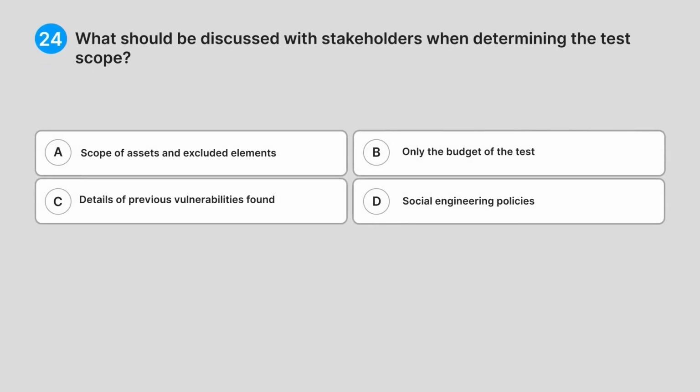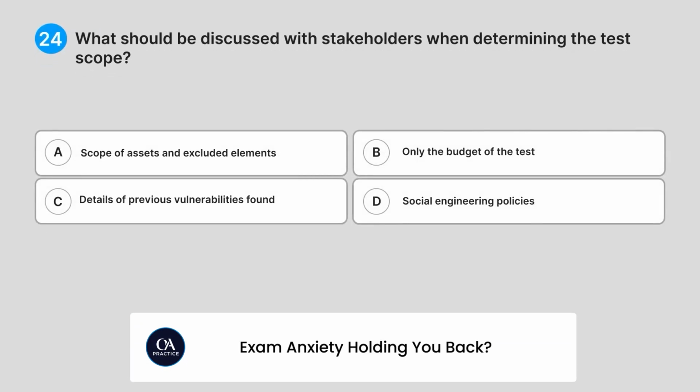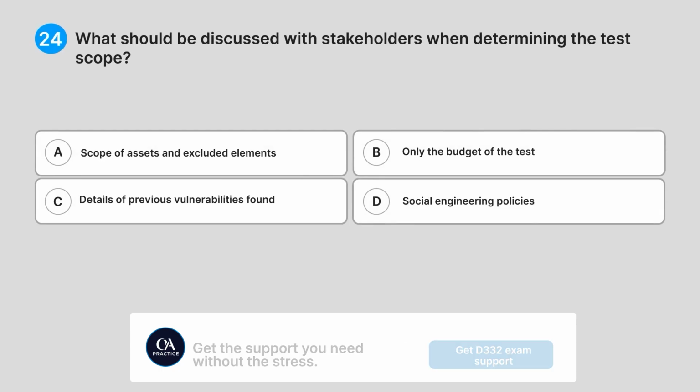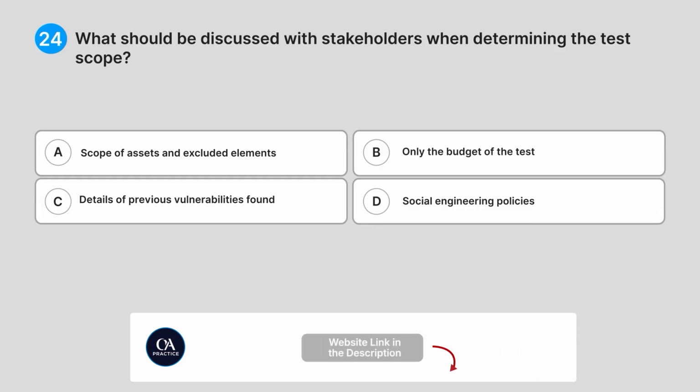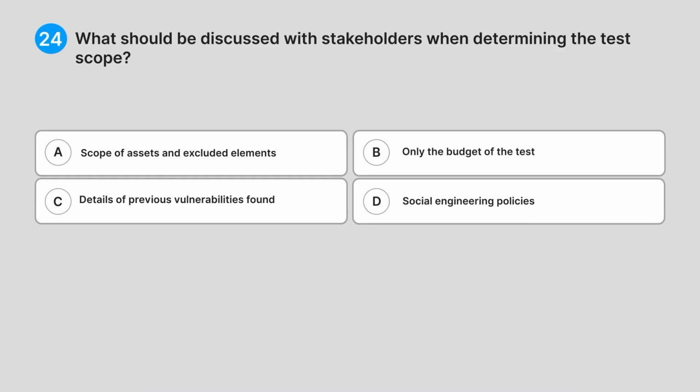24. What should be discussed with stakeholders when determining the test scope? A. Scope of assets and excluded elements. B. Only the budget of the test. C. Details of previous vulnerabilities found. D. Social engineering policies.